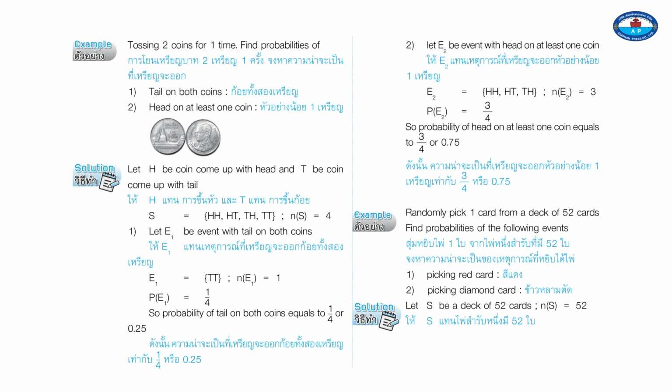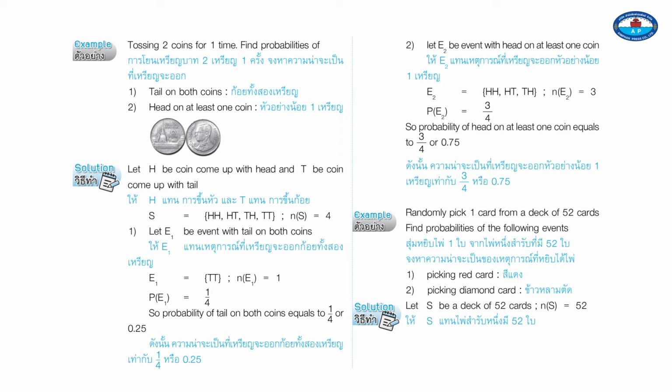Example: tossing 2 coins for 1 time. Find probabilities of 1. tail on both coins, 2. head on at least 1 coin. Solution: let H be the coin coming up with head and T be the coin coming up with tail. S equals {HH, HT, TH, TT}, and n(S) equals 4. Let E1 be the event with tail on both coins. E1 equals {TT}, and n(E1) equals 1. P(E1) equals 1/4, so the probability of tail on both coins equals 1/4 or 0.25.